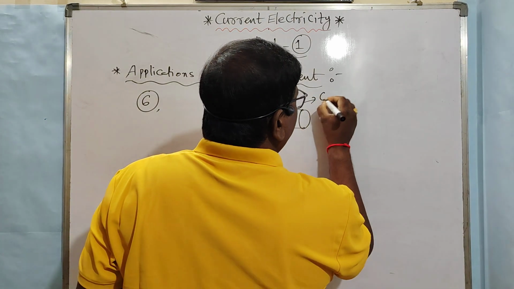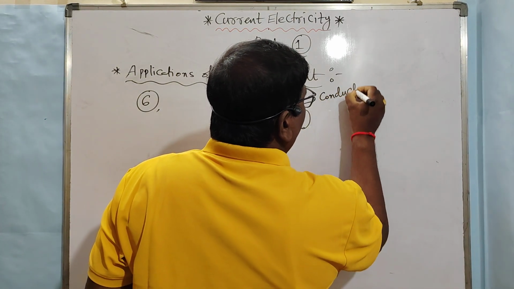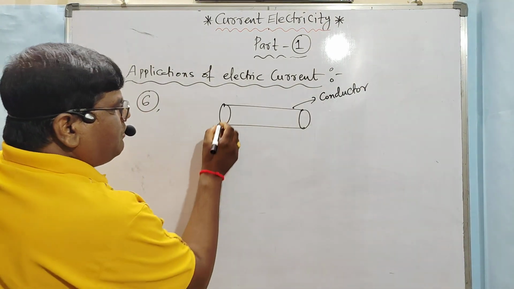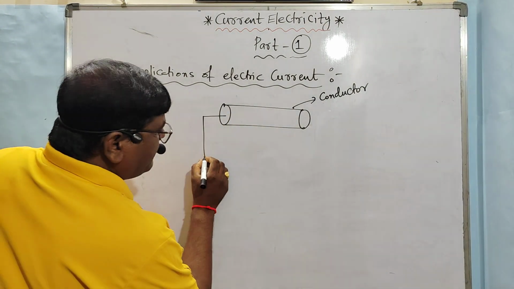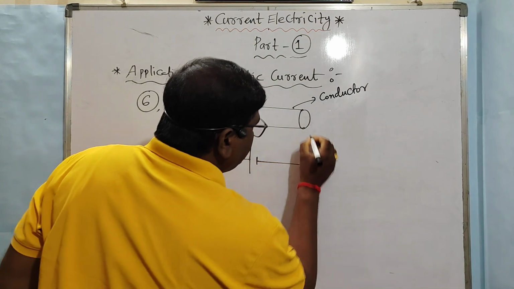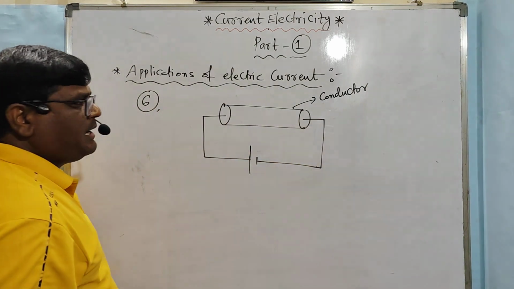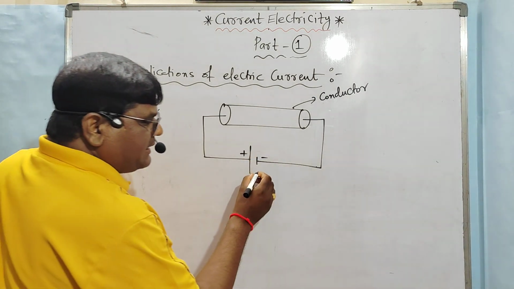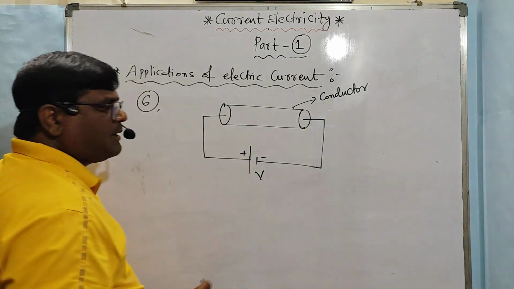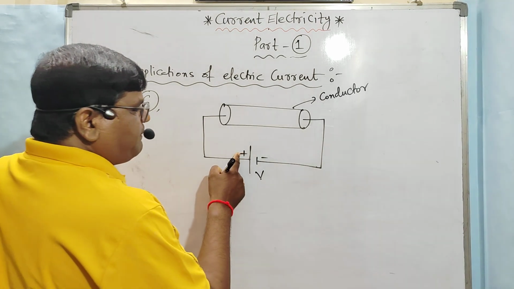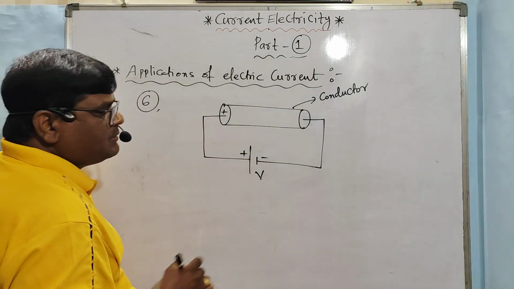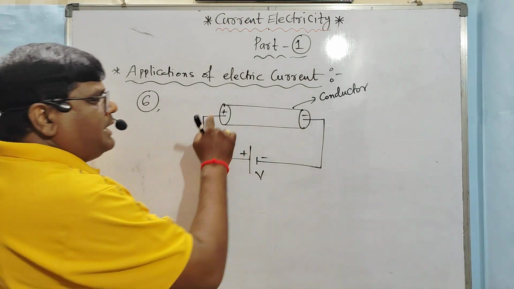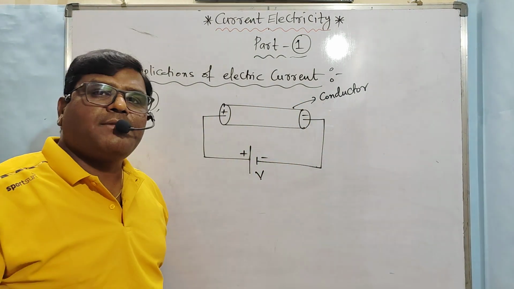Now it is connected to a battery, like this. The battery has a positive terminal and a negative terminal, and it applies a potential difference of, for example, V. This is the positive, and this is the negative. In a conductor, a lot of free electrons will be there.